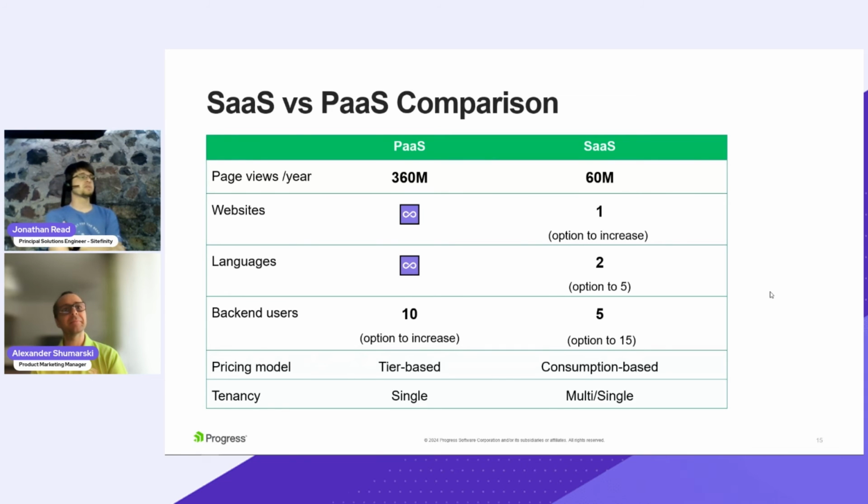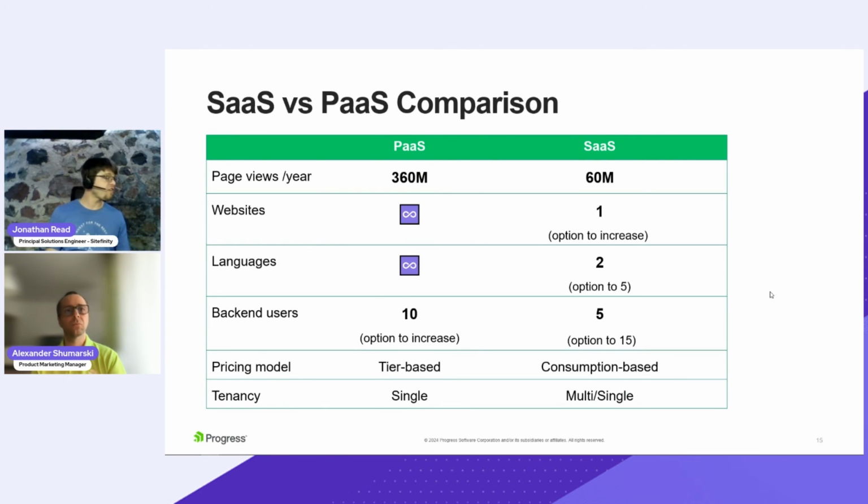There are some differences in the size of the technology, right? So with SaaS, we're targeting up to 60 million page views per year. SaaS includes one website. This means multi-site instances, that includes domains, using the Sitefinity multi-site feature. If I'd like to separate my content and sitemaps, multi-site, right? We'll include one with the SaaS offering. There's an option to increase that with add-ons.